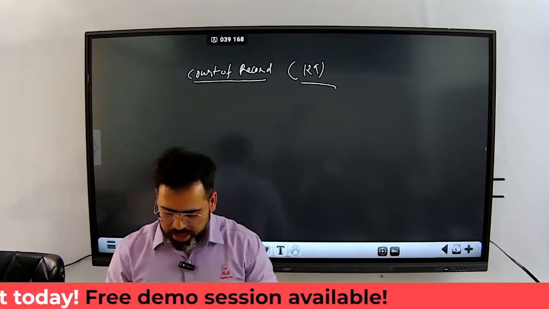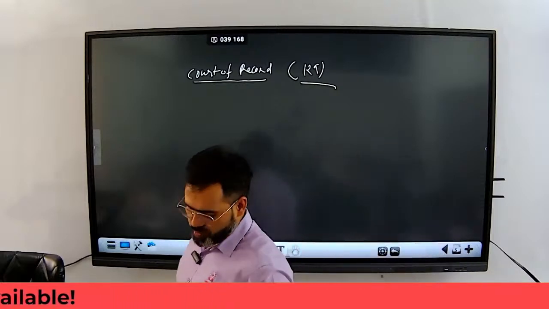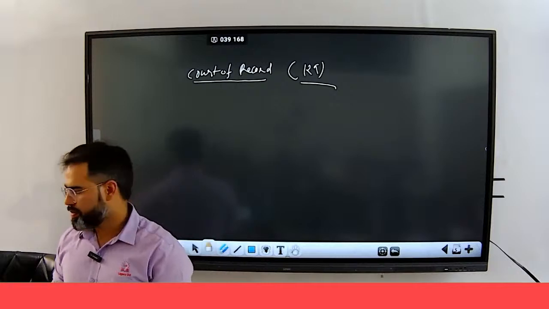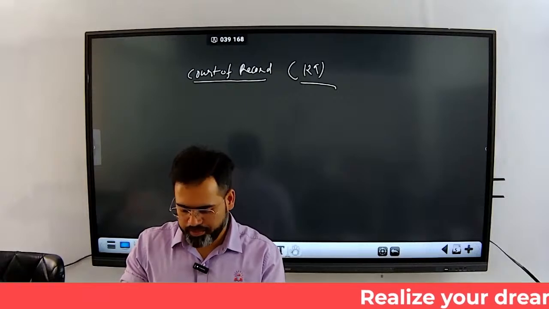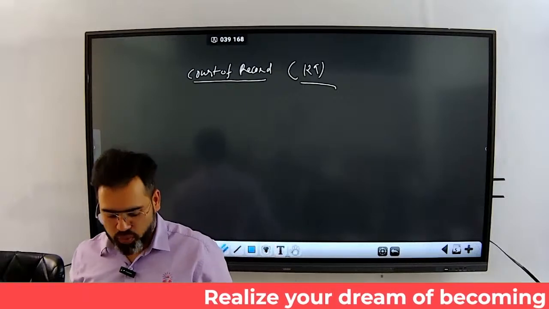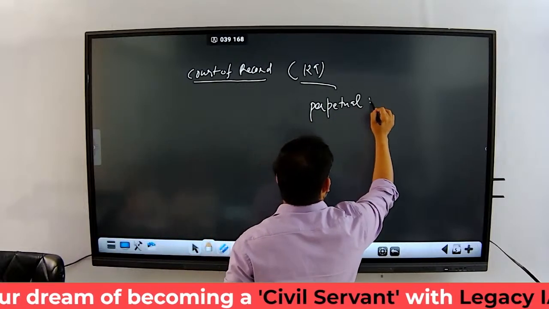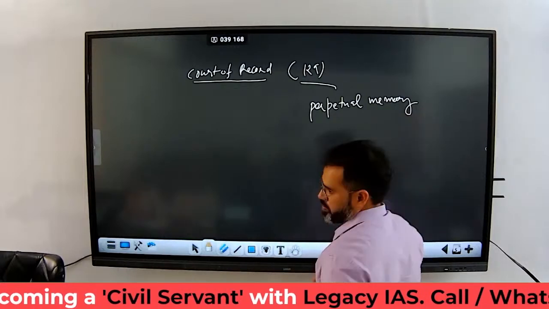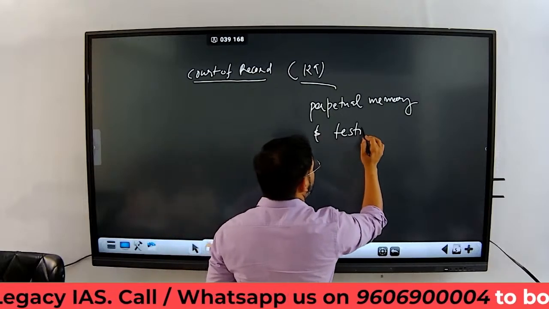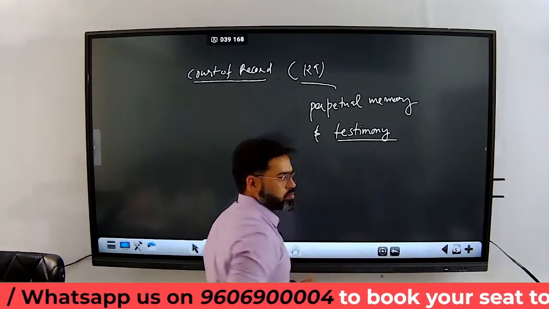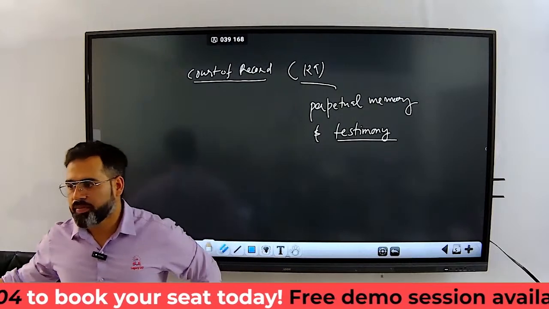So court of record means judgments and acts of the Supreme Court. Judgments and acts of Supreme Court, they are recorded, and acts of Supreme Court are recorded for perpetual memory and testimony.